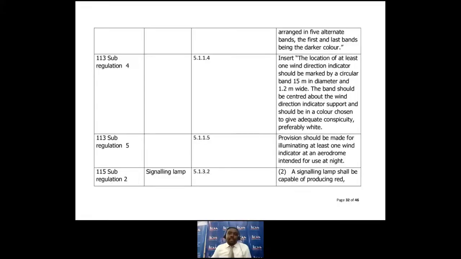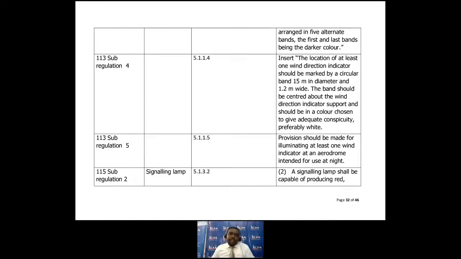And then C, have a color or colors selected as to make the wind direction indicator clearly visible and understandable from a height of at least 300 meters, having regard to background. And then D, where practicable, use a single color, preferably white or orange. And then there was the provision of where a combination of two colors is required to give adequate conspicuity against changing backgrounds, preferably orange and white, red and white, or black and white, and shall be arranged in five alternate bands, the first and the last bands being the darker color.